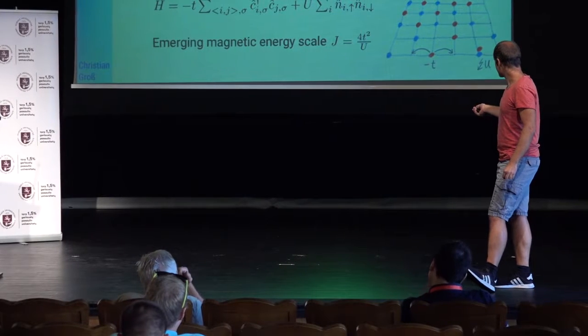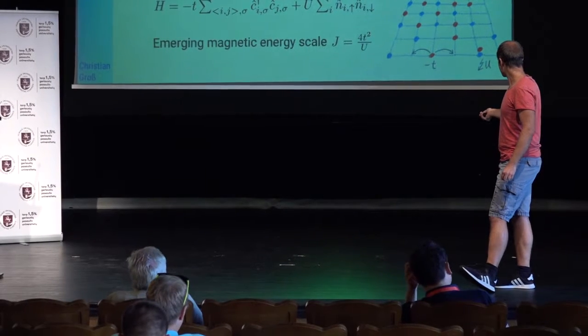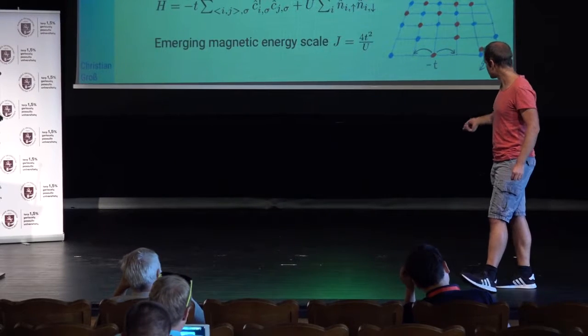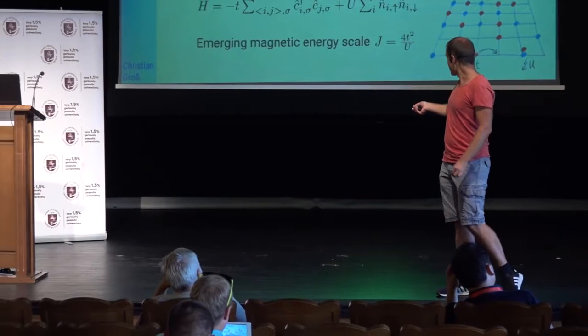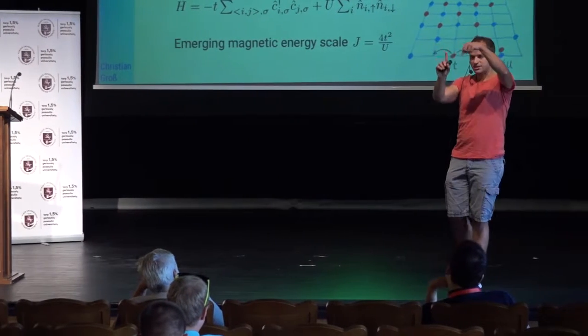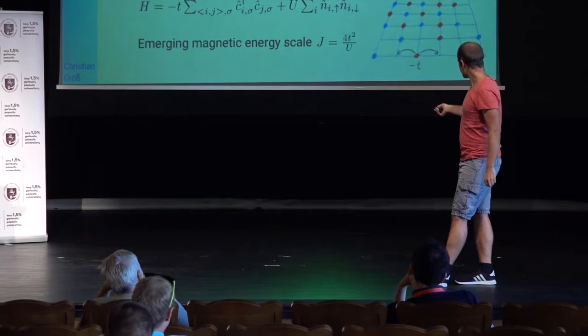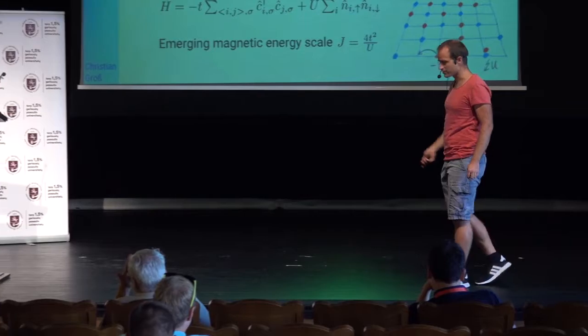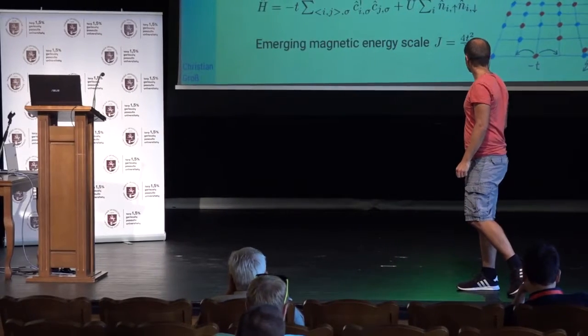These are the red and the blue guys, and they can hop with amplitude t, they can interact with different spins on the same site with amplitude U, and there's an emerging magnetic energy scale, where you have spin exchange without charge exchange, which goes in second order as 4t squared over U. So these are the 3 important scales in this problem.